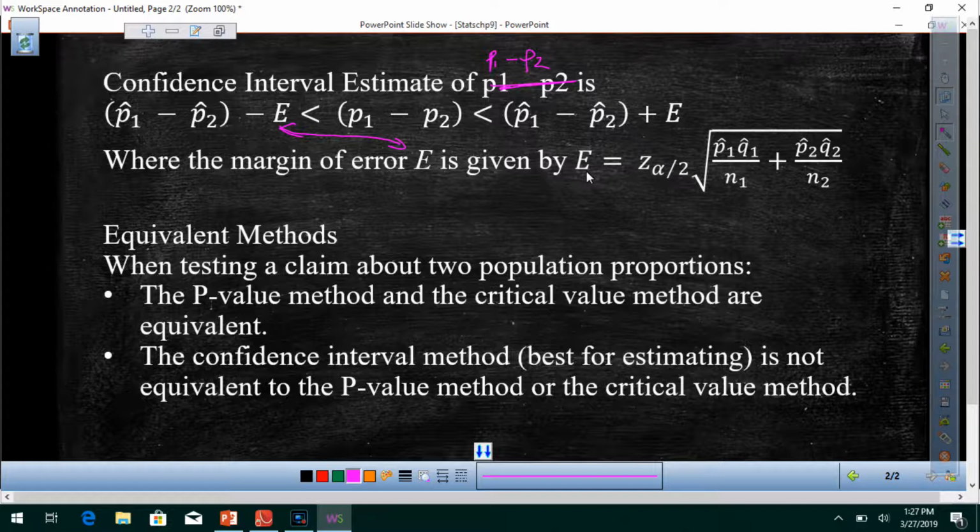Now here's a note about equivalent methods. When testing a claim about two population proportions, the p-value method and the critical value method are equivalent. The confidence interval method is not equivalent to the p-value method or the critical value method. In other words, sometimes you get slightly different results.